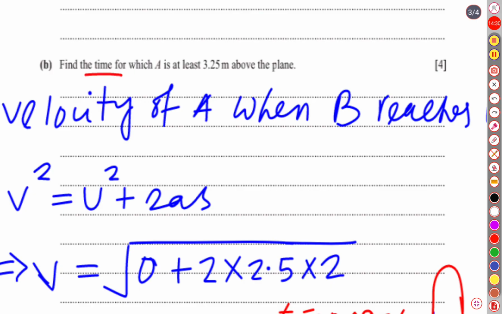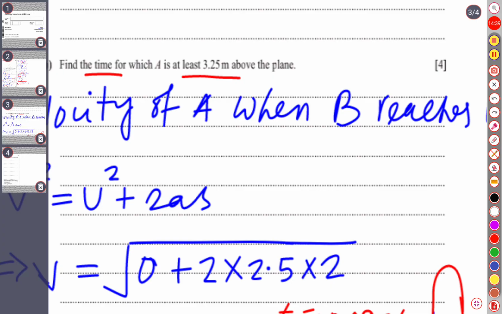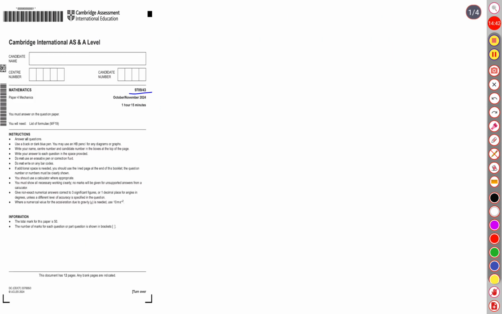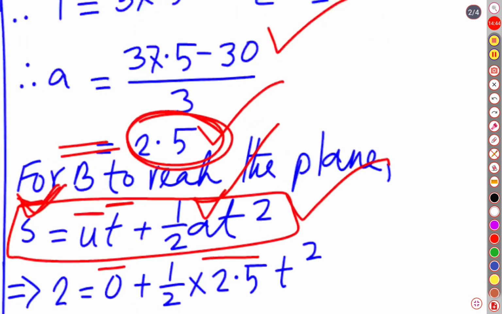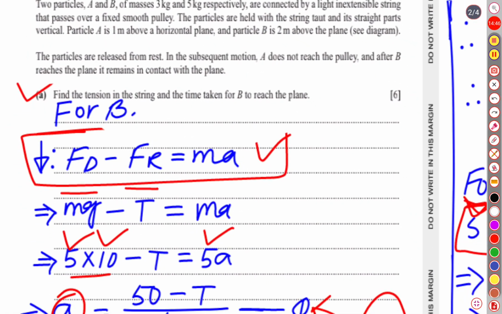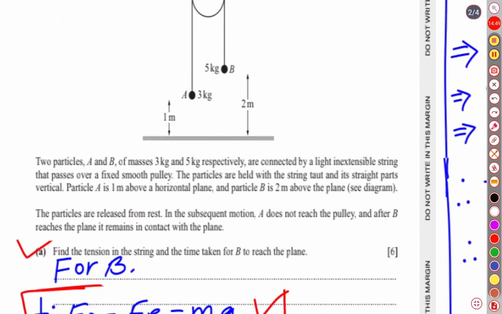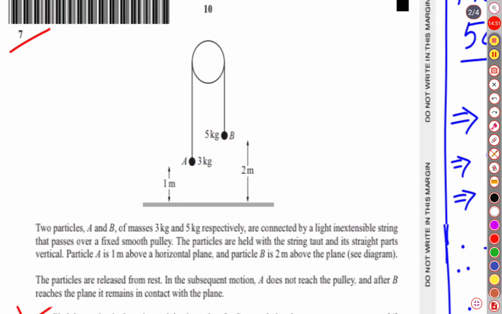First of all, we should know that the total distance is 3.25. So how can we calculate it? Let's see the figure again. This is our figure. In this figure, look at this. They told us the distance should be at least 3.25. Look, this portion is 2. This height is 2 for B. If B reaches the plane, the same 2 meters height will be traveled by A also.